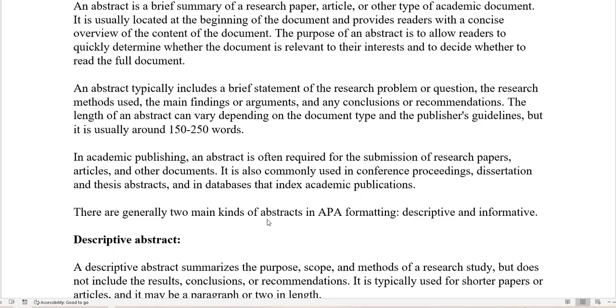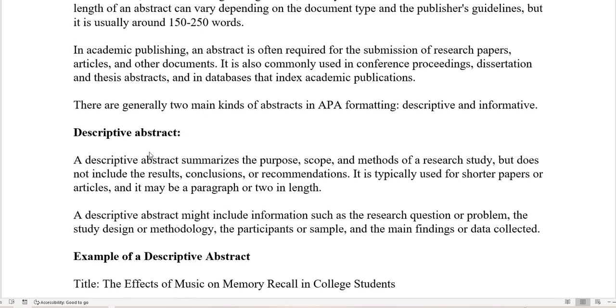So for English 105, when you write your argumentative essay as your essay 2, that's going to be your second assignment, you will write an abstract, then you'll write your essay, and then you're going to write your annotated bibliography of that essay. So let's get on with, what is a descriptive abstract?